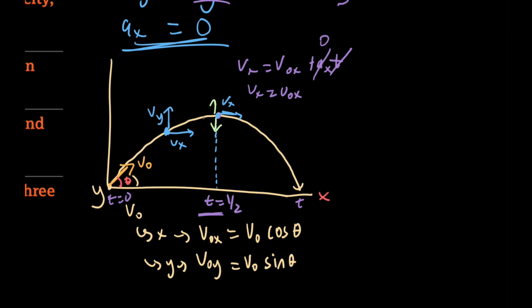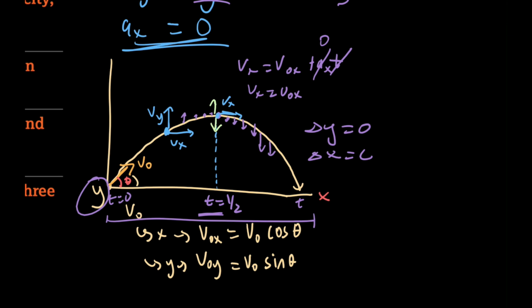So as we keep getting closer to this point, the velocity in the y direction is going to get smaller and smaller as it approaches 0, and then it's going to get bigger and bigger as the object keeps traveling down. So that's our first scenario: we have an object, we launch it, and it goes to essentially the same y value, so the y displacement is equal to 0, but the x displacement is equal to some constant, whatever this value is here.